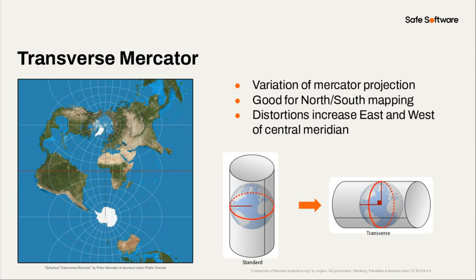We've also got the transverse Mercator. This is just a variation of the Mercator projection, which is great for north-south mapping. It's essentially just that cylindrical conformal projection turned on its side. So as opposed to having your accuracy at the equator, you've got your accuracy at the poles. Distortions are going to increase east and west of the central meridian. And again, this really just shows how a projection can affect the accuracy of certain areas and explains why there are so many projections and why FME has support for over 5,000 coordinate systems.